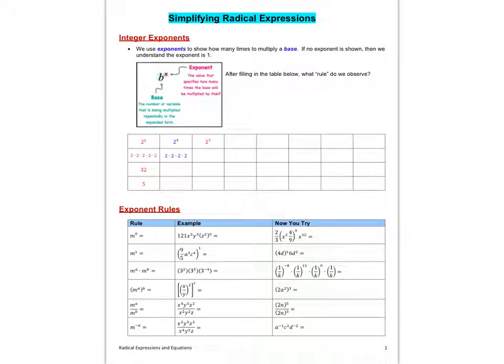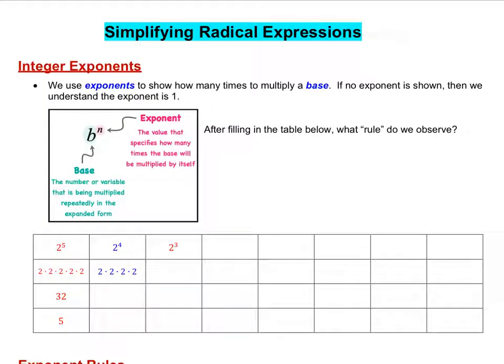We're going to be starting a very short unit on radical expressions and radical equations, and we're going to start with simplifying radical expressions. Let's start out by refreshing our memory that we can write a number in such a way that it is built by two parts. One of the parts is the base, and the other part is the exponent. The base is the number that we're going to multiply. The exponent is how many times we're going to multiply it.